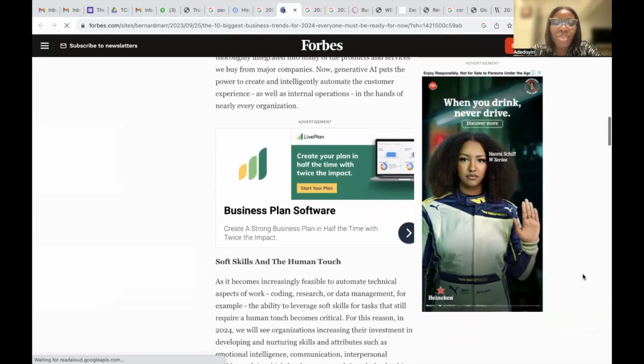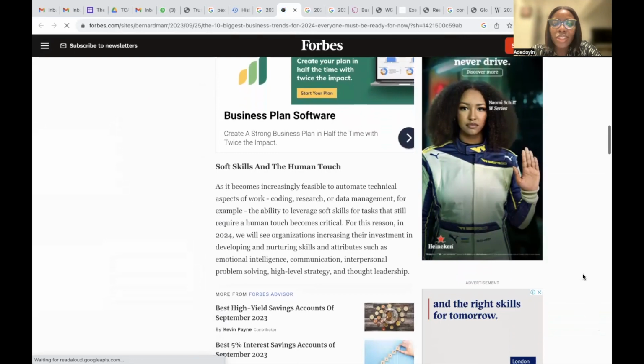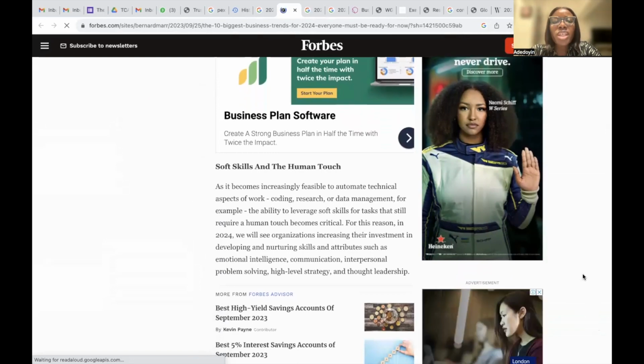It's something that we can't avoid. Soft skills and the human touch. So as you're reading it, for example, you need to be saying, how does this apply to my organization? How does this apply in the context of what we do? What I find very interesting about this particular one, if I can just highlight it. So it says we will see organizations.